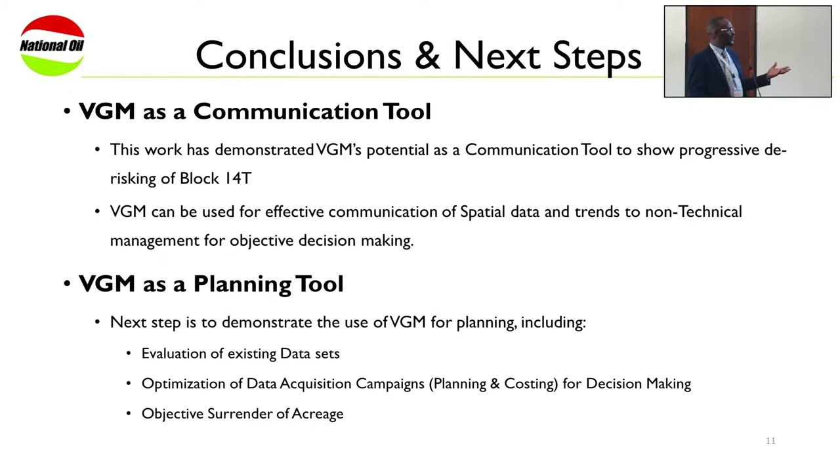And that includes, for example, could we go to blocks that we may be interested in and actually look at the data using the variable grid method and see exactly where data has been taken, to what density, and like I said, it's user-driven. You decide what type of data combinations you want to see, and thereby you can create your own uncertainty mapping. We can also use it to optimize data acquisition campaigns, either for planning or costing of their campaigns, and being able to have decisions made even by non-technical management.